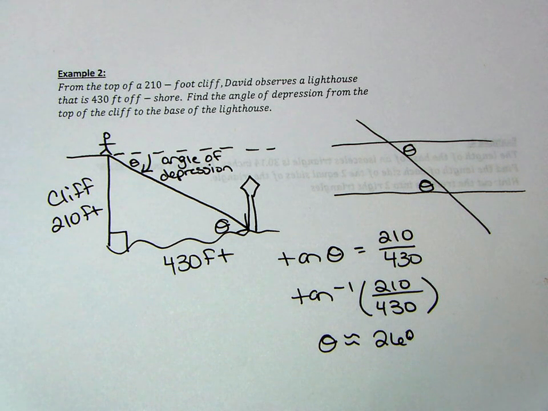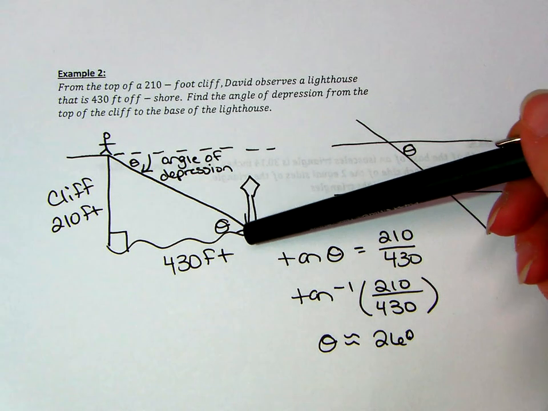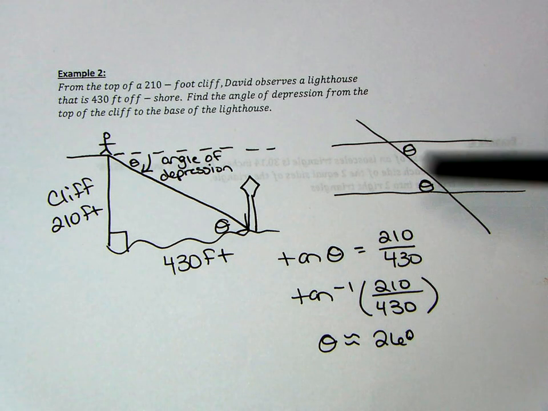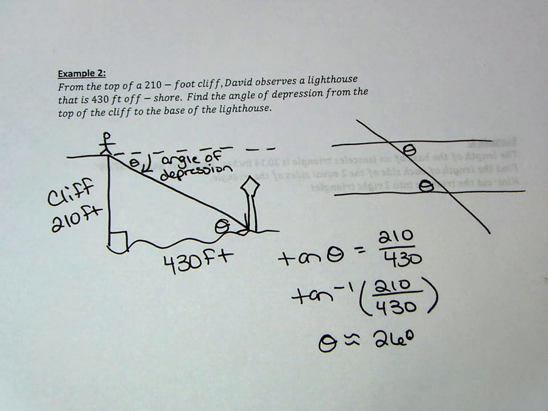So what makes the angle of depression different from the angle of elevation is that most of the time we're going to have to think about using our transversals and remembering which angles are equivalent within our transversals. Whenever we're doing an angle of elevation, it's moving in the traditional trajectory, so we don't have to worry about all of that.